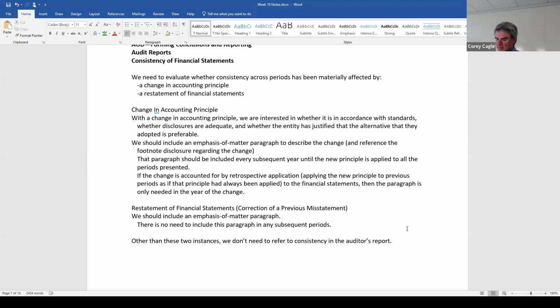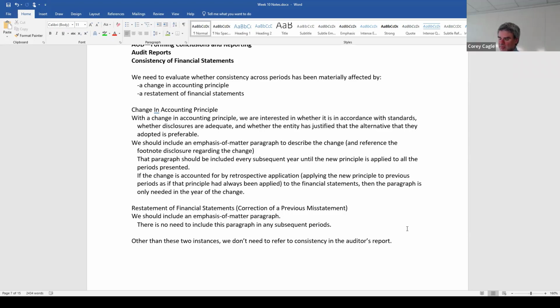You can present comparative statements with unaudited prior year statements, but you'll have to make sure they're clearly marked as unaudited. There's all kinds of little tidbits like this. You need an other matter paragraph too. I think we mentioned that.